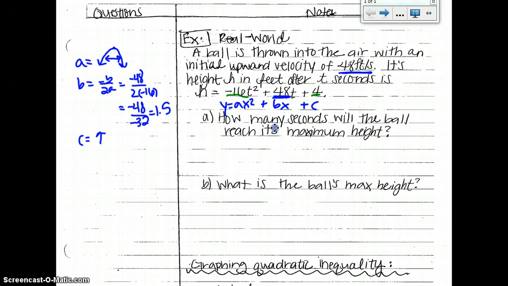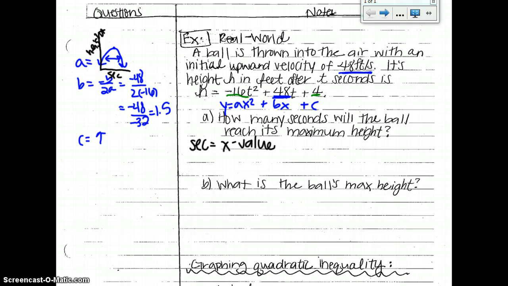How many seconds will the ball reach its maximum height? Okay, since we're looking for seconds, we want our x value. Because on our graph, I'm just going to go right on top of this one that we already drew. Throws the ball up. So that means our y-axis is the height. And our x-axis would be the seconds, how long it takes.